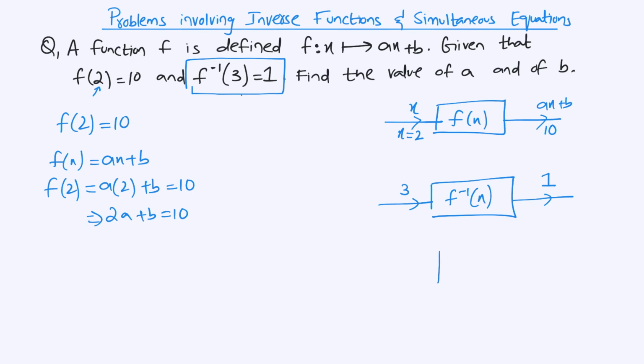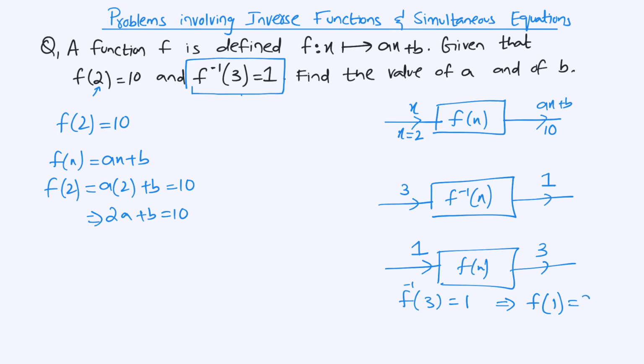And remember this, if the output of the inverse function is 1, it becomes the input of the main function, and the output of the original function would be 3. So I'll write it in a simpler way. If f inverse of 3 equals 1, then you can say that f of 1 equals 3.